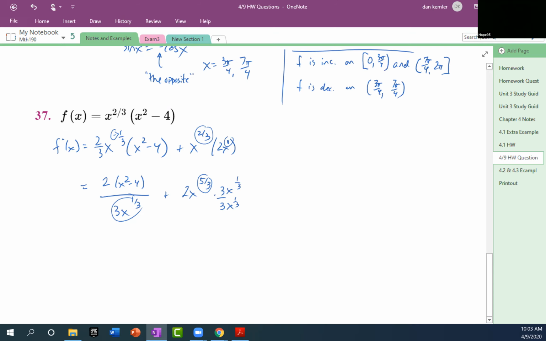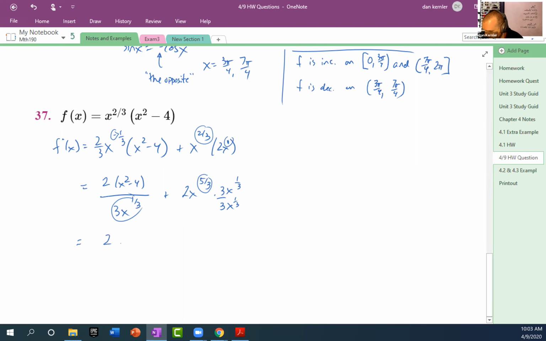Could you have tried to factor out the x to the negative 1/3 and gone about it that way? Okay. Yes, yes. I think that's a more advanced strategy, honestly. And I think that might lose more people, but that's totally appropriate, yes.